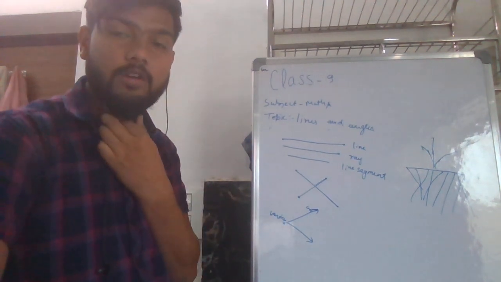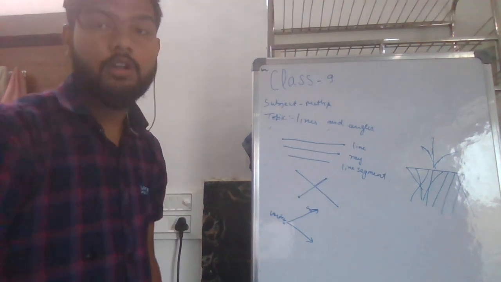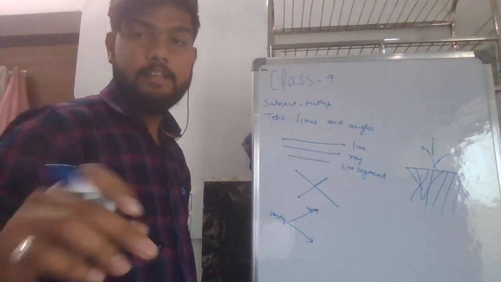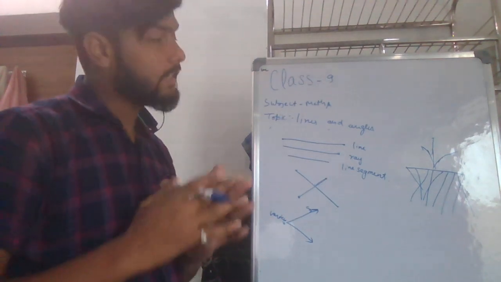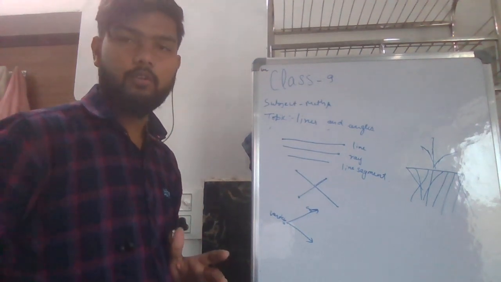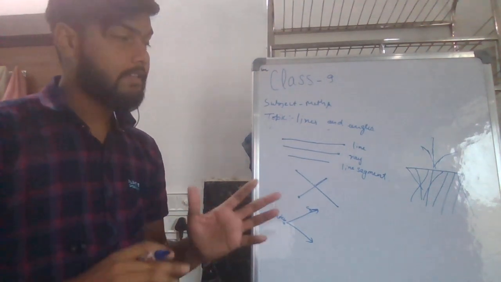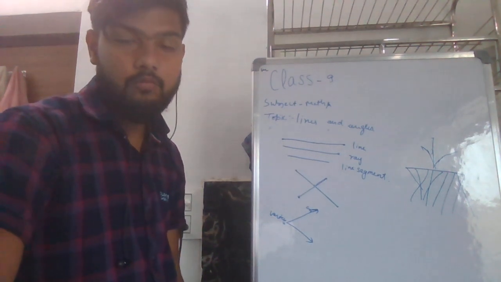Now I have one statement for you: an angle is formed when two rays originate from the same end point. Is it true or false? Here we can see that the statement is true. Let's move further.